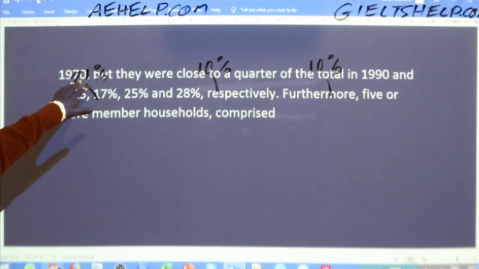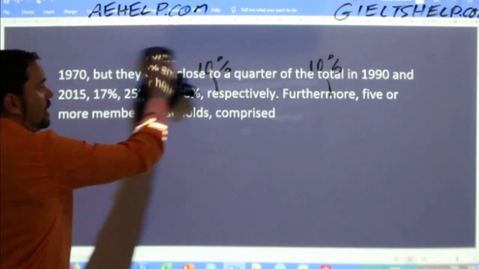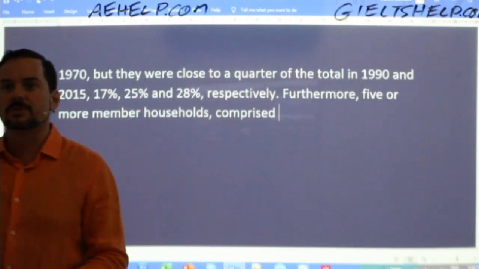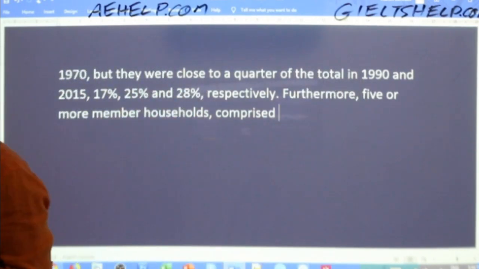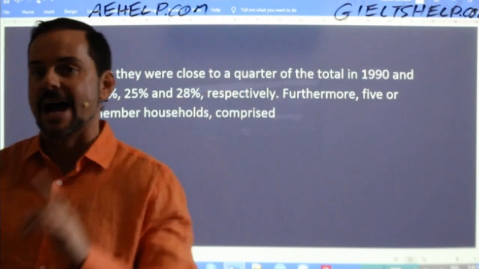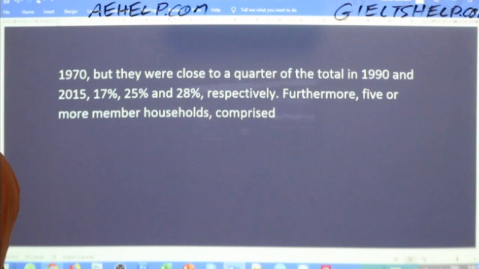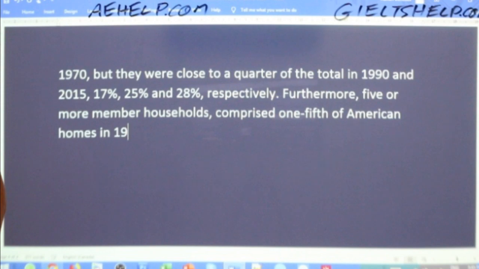Here we still have our percentages, 21, 10, and 10, right? And I bet some of you are going to be coming up with the same information that I'm coming up with, and I can see that in the chat, so I'll get to it. Let me just finish. So furthermore, 5 or more member households comprised a fifth, or let's say 1/5 here, right? To paraphrase what I used before, a fifth of American homes in 1970.